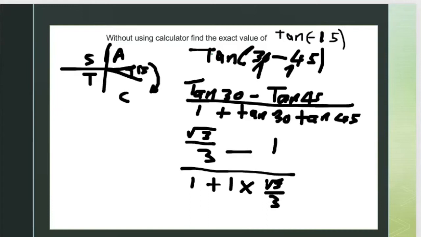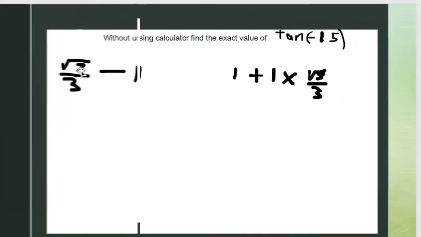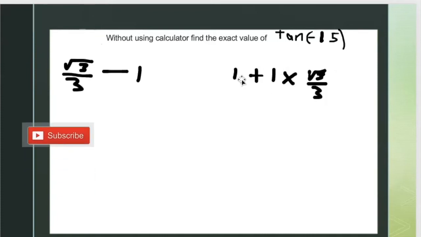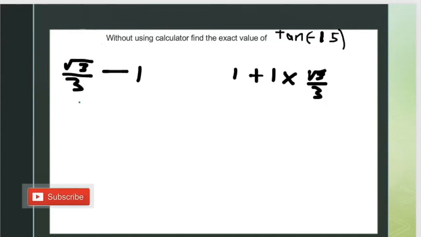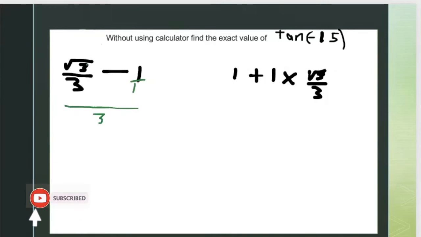Now I'm going to separate the numerator and the denominator. So this is my numerator and this is my denominator. For my numerator, I'm going to have root 3 over 3 over 1 and then find the LCM. The LCM is 3. So 3 into 3 goes 1 times. So 1 times root 3, that gives me root 3. And then 1 into 3 goes 3 times. So 3 times 1, that's 3. So I have root 3 minus 3 over 3.